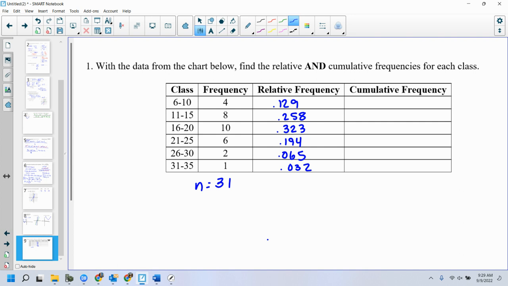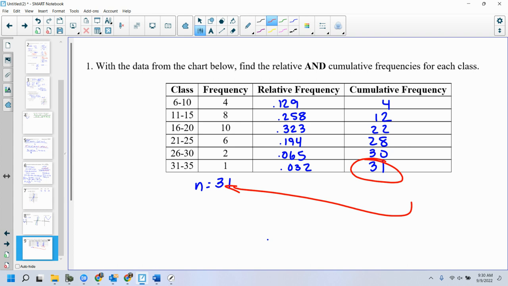All right, now cumulative frequency should be pretty easy. All you got to do is just keep adding up. It looks like I've got 4, add 8, add 10, add 6, add 2, add 1. Now, remember, the last box in your cumulative frequency should be equivalent to your total number of entries. Questions about that? That was a huge issue on the quiz. I remember that being rough. So hopefully we understand that now.